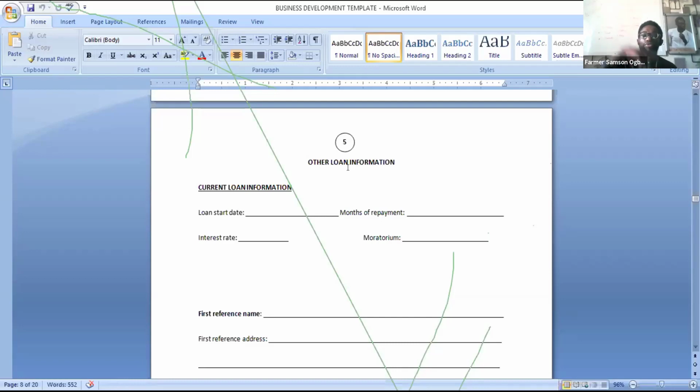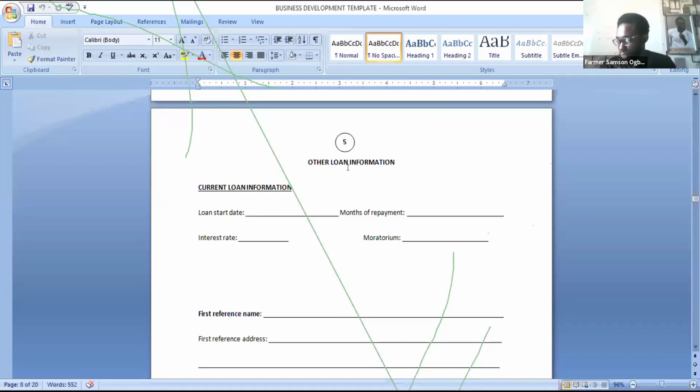How many months of repayment did you say? So for example, you borrowed that money in January 2019, and you told them you are going to finish payment by December 2020. So the month of repayment is 24 months. You state it. Next is, what is the interest rate? Is it 5%? Is it 10%? Is it 20%? You state it. What is the moratorium you were given from the loan?